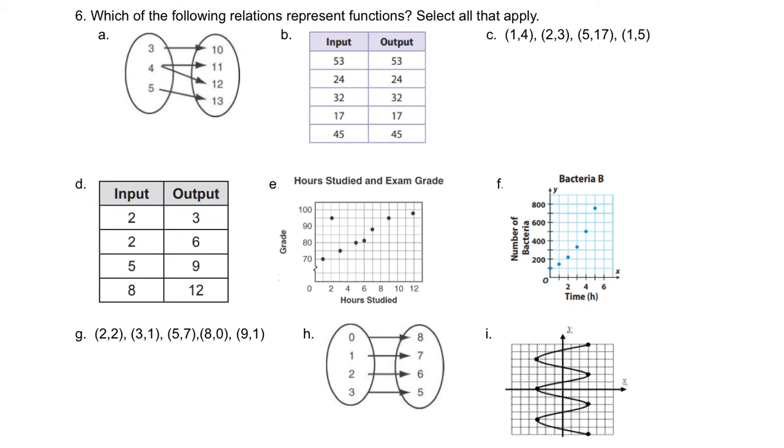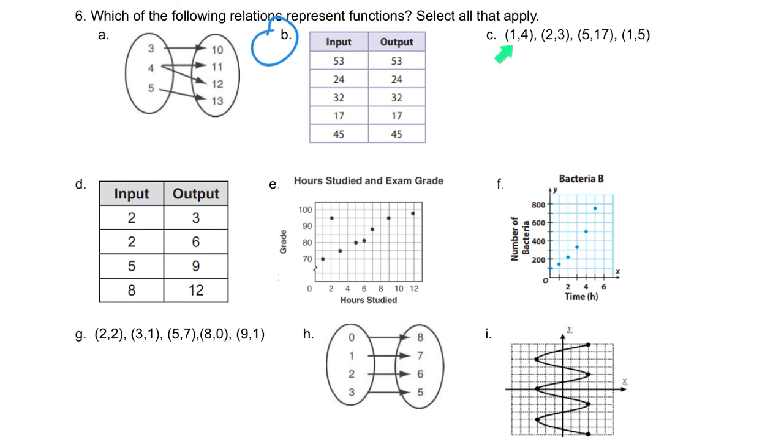And basically, when you look at the tables here, we can't have the same input happen more than one time. Just looking at the inputs, 24 only happens once, 32 happens once, 17 happens once, 45 happens once. So all I care about are these inputs right here. Are they all different? And they are. So this is one of my answers.